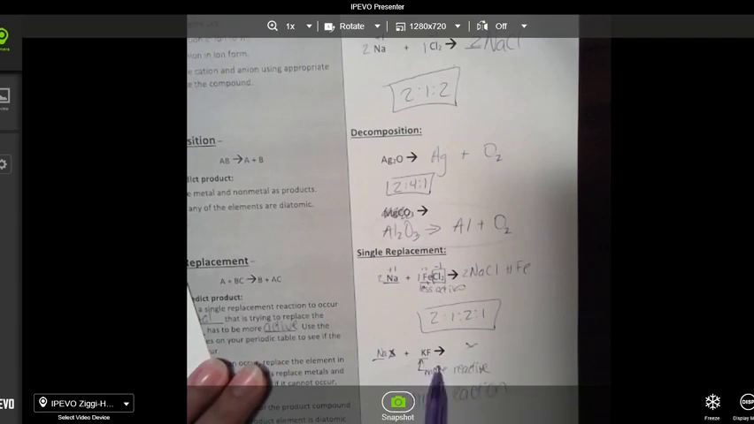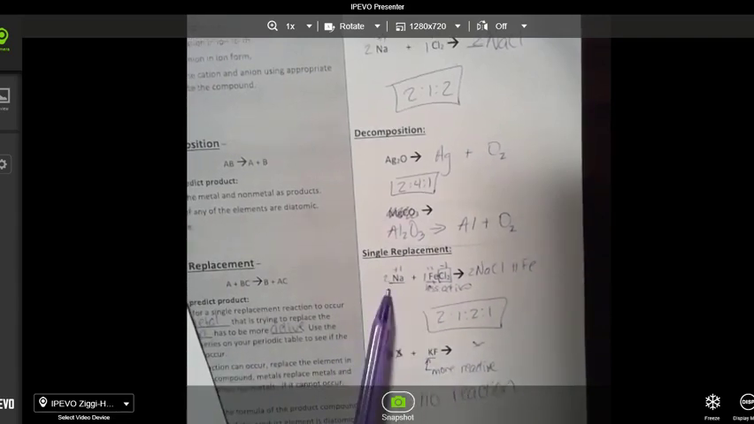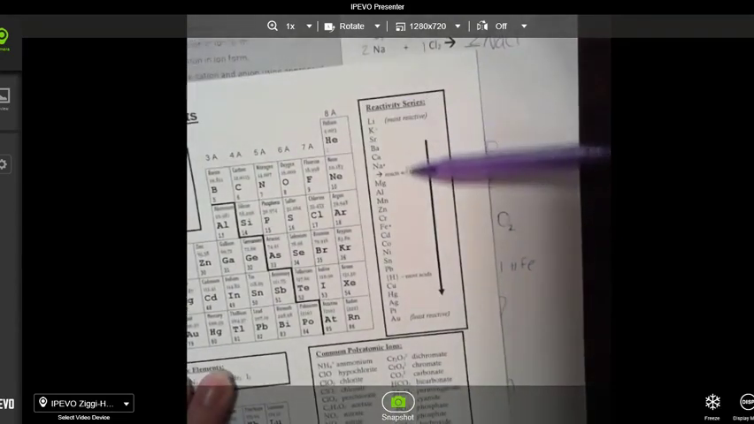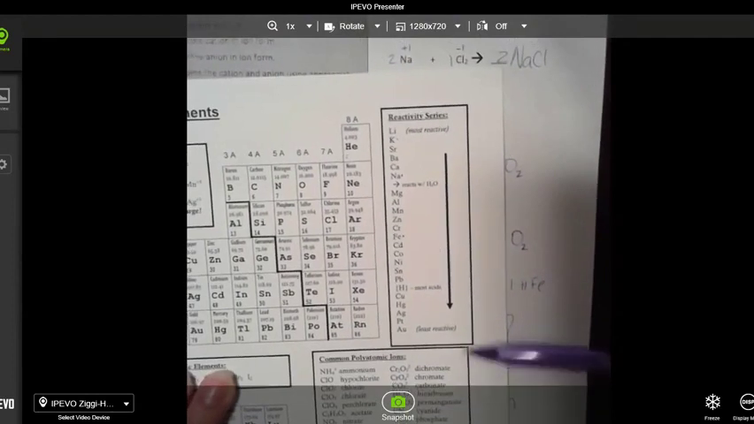So if I'm asking you to predict the product for something that is single replacement, not only do you have to be able to identify what a single replacement looks like, but you also have to use this reactivity series only for single replacement.